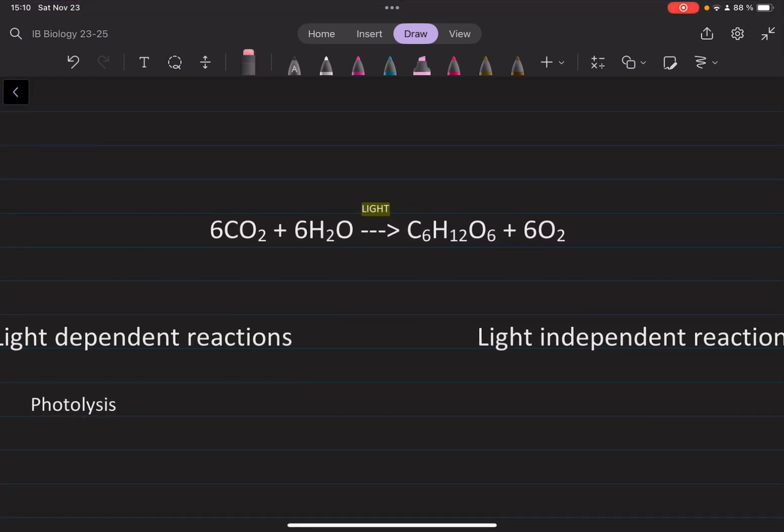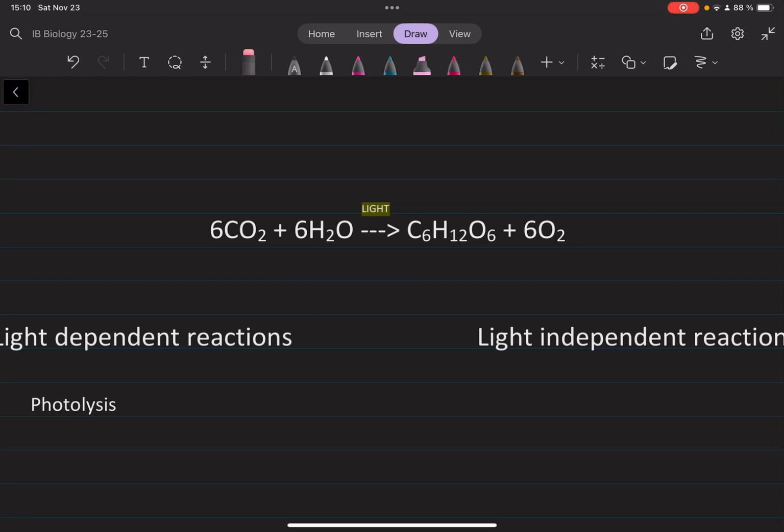This is the formula equation, I guess, and it would be 6 carbon dioxides plus 6 water molecules, using light as the energy source essentially, would turn to 1 glucose molecule and 6 oxygen molecules. But because oxygen is diatomic, you would have O2 instead of just O.